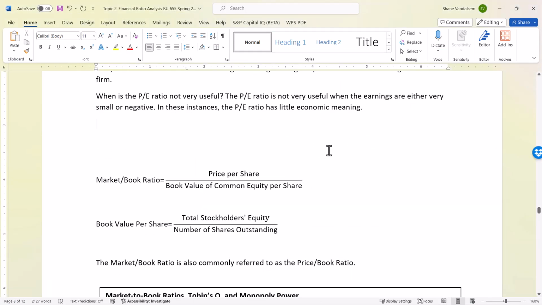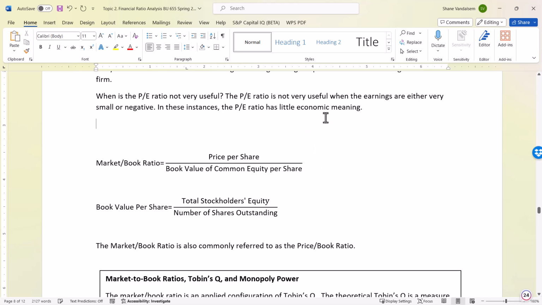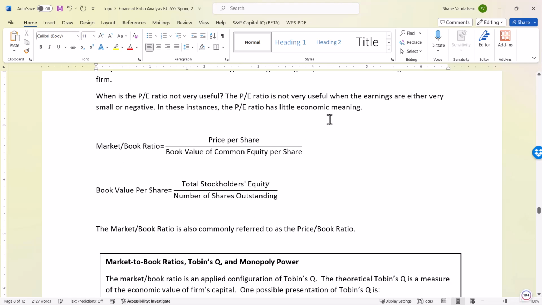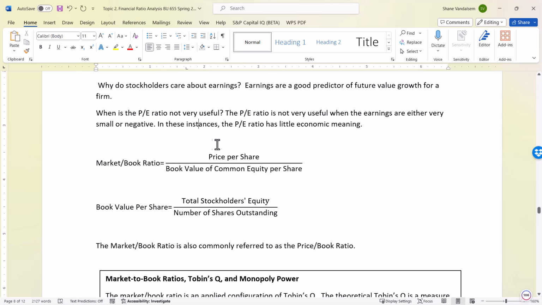So the next multiple is one that I really like. You're going to see this if you're in finance for very long. You're going to see this ratio quite often. It's the market to book ratio. One way to calculate it is we take the price per share of the stock divided by the book value of equity per share for the stock.